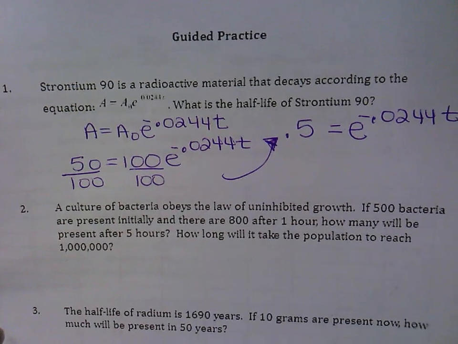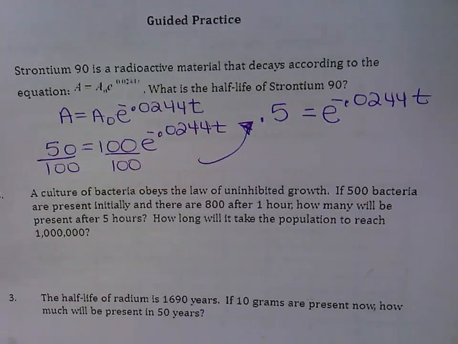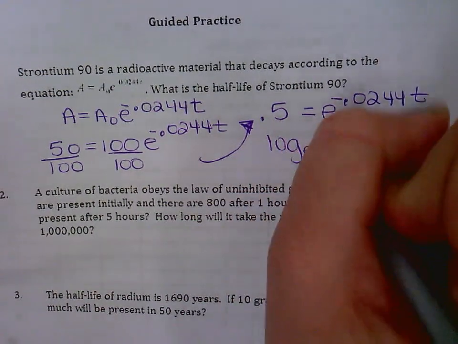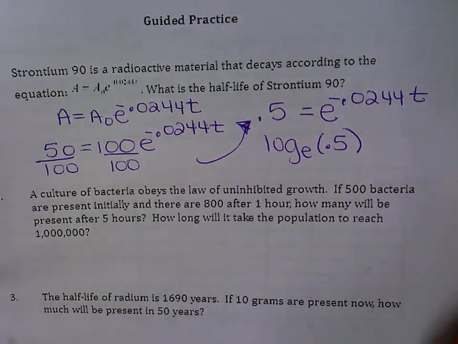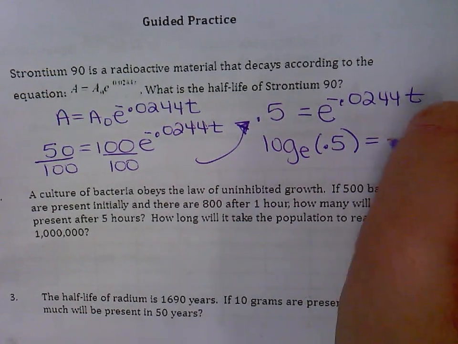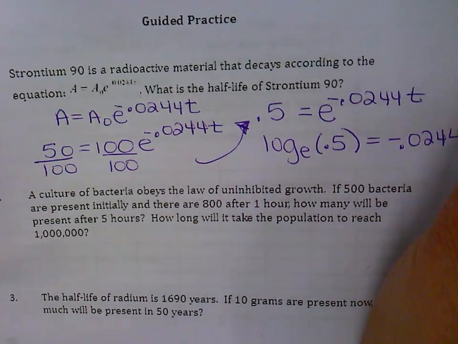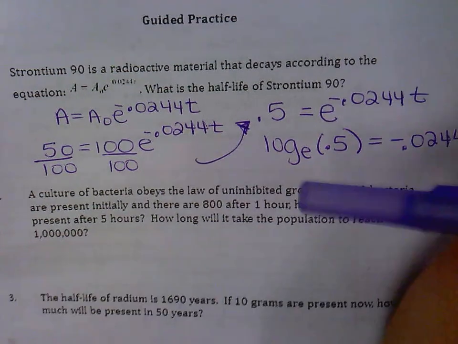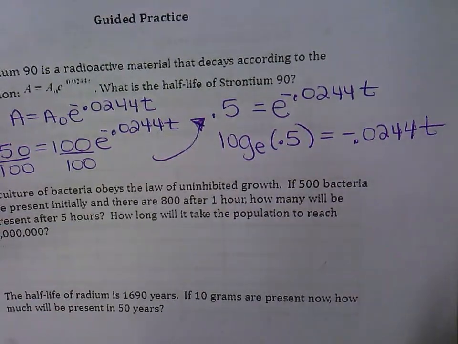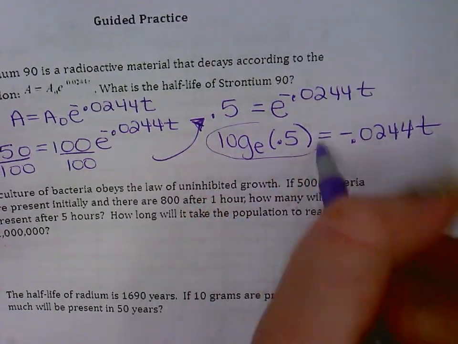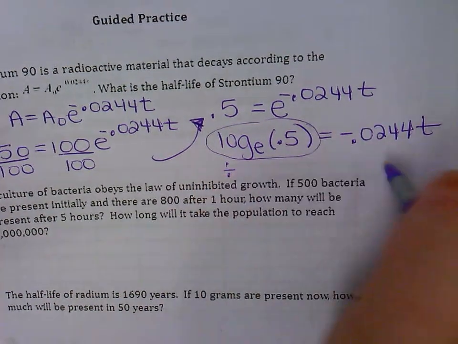All right, and now I'm at the same step I was in the previous problem. What happens when you're stuck in exponential form? You rewrite it in log form. So I'm going to rewrite it, and it's always going to be the natural log, because it's always going to be the log base e of whatever number you had, in this case it's half, equals negative 0.0244T. So you're going to catch on, and you probably won't have to write out all the steps eventually. You're going to take the natural log of the number and divide by that K value.